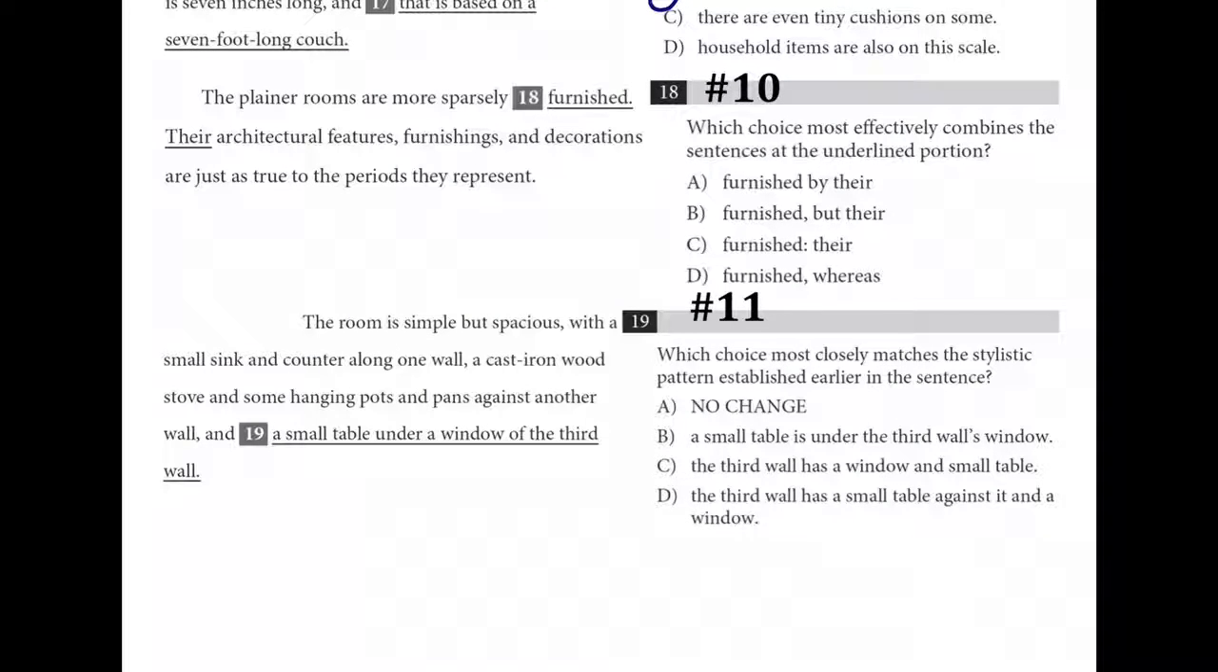18. Which choice most effectively combines the sentences at the underlined portion? B is the best answer, comma, but, because it provides correct punctuation and the coordinating conjunction but, which acknowledges the possible contrast between being sparsely furnished and displaying just as true period details.